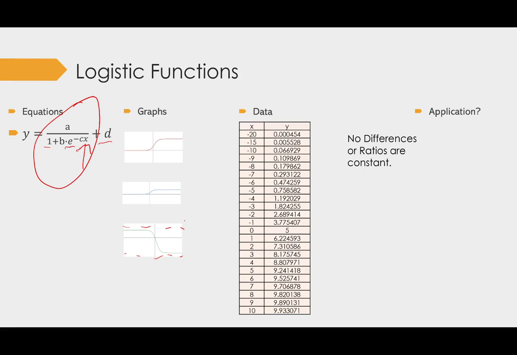No differences or ratios, nothing constant. But you want to look for 2 horizontal asymptotes. So for example, in this one, the y value on top is getting close to 0, and this one is getting close to positive 10. So those are the two horizontal asymptotes. That's something you can notice in the data.